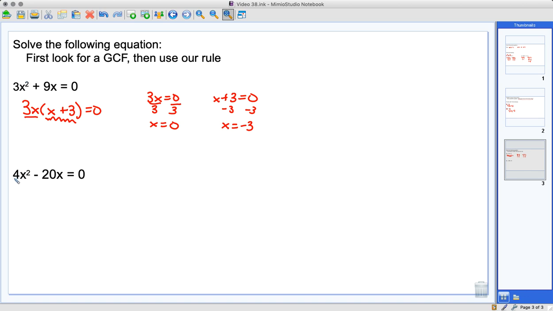Same thing on the next one. 4x squared minus 20x. What goes into both 4 and 20? We get 4. And then x squared and x have an x in common. So then you're left with x minus 5 equals 0. Then set them both equal to 0: 4x equals 0 and x minus 5 equals 0. Divide by 4, x equals 0. Add 5, x equals 5. That's taking our two rules and putting them together.